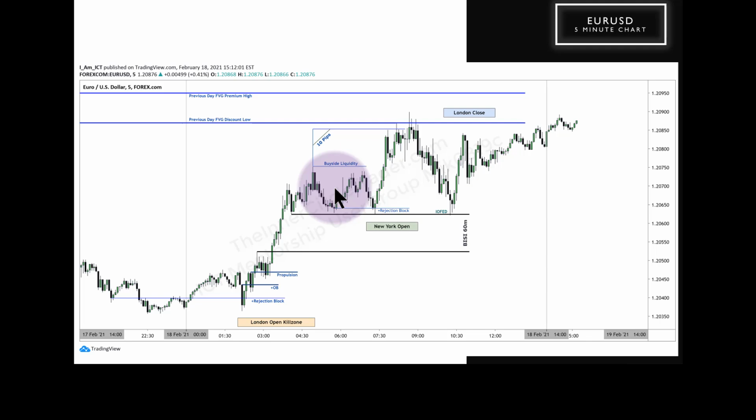Consolidation going into New York Open. Buy side liquidity pool here above relative equal highs. Trades down to the rejection block. Lowest closing price in the swing. New York Open kill zone. Rallies. 10 pips. So it's a 10 pip sweep above the buy side liquidity pool that's here. So we're looking at a 10 pip sweep there.